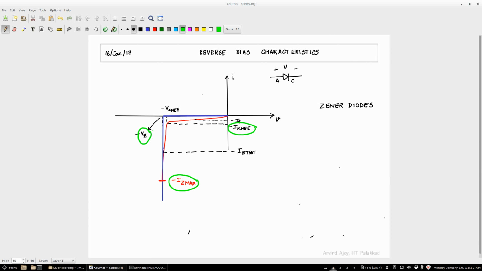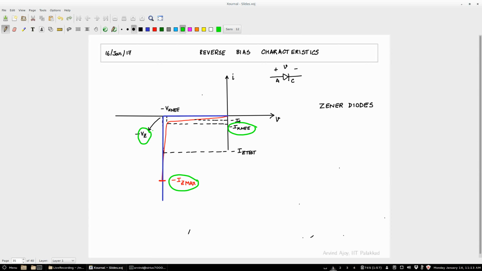So what are the typical design specifications for this device? Your I_Zmin is an important specification, your I_Zmax is an important specification, and your V_Z is an important specification. So if you go to the circuit, you will get Zener diodes which have a Zener voltage V_Z of say 6 volts, or 7 volts or 3 volts.